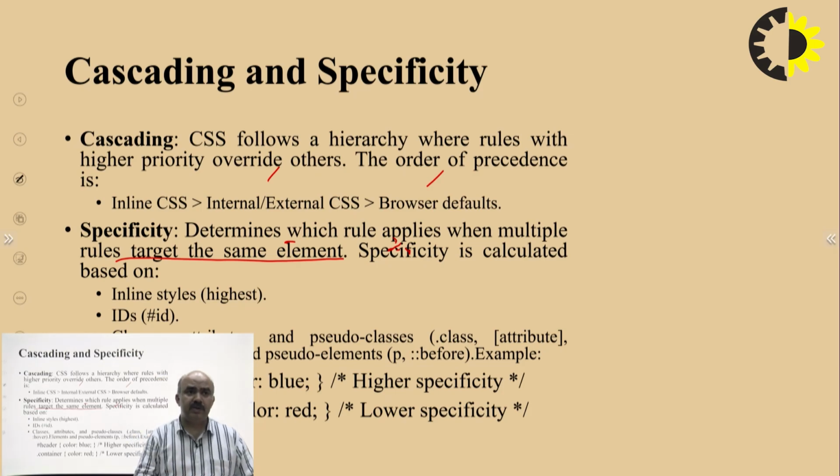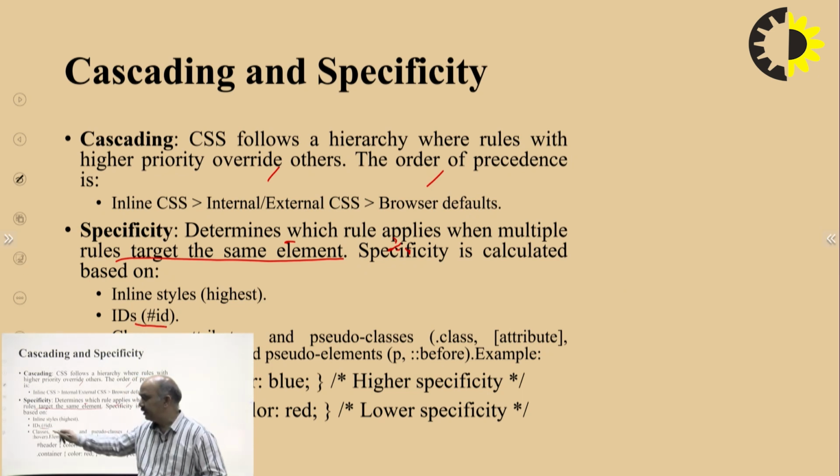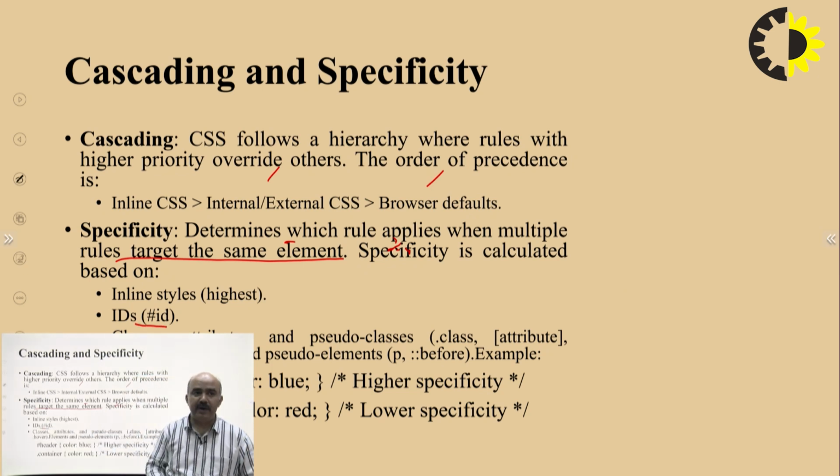So that there won't be any kind of ambiguity, we know already that inline style has the highest priority. An ID, or anything that starts with the hash, has the second priority. Then we have the class, attributes, pseudo classes, elements, and pseudo elements, which have the lower priority. In this manner we have to provide the priorities.